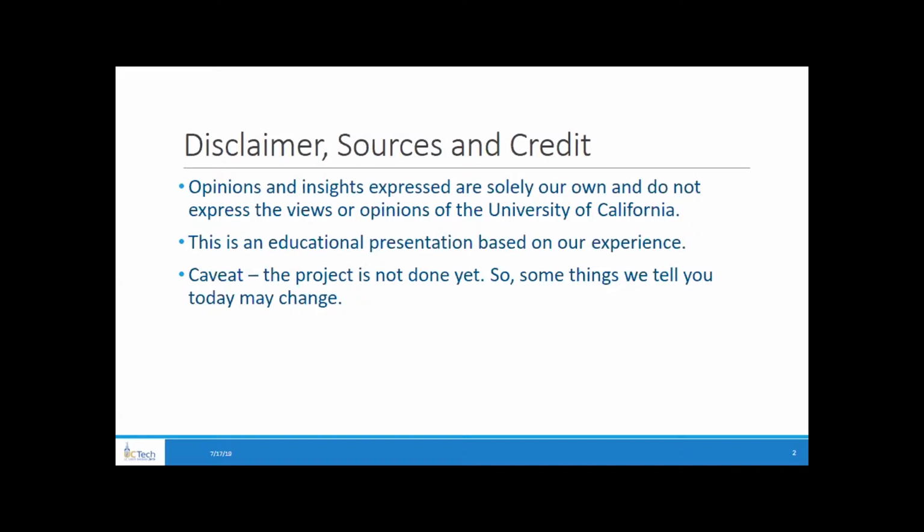And then one caveat, it's less of a caveat now. The project isn't done, but last night I got the final approval. So the document itself, Appendix DS, is now approved by the stakeholders, and we're ready to roll it out.